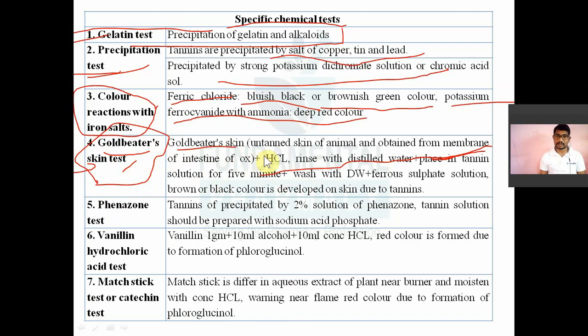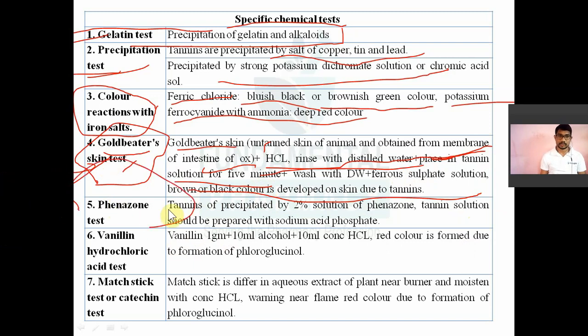So untanned animal skin is different from membrane. The skin obtained from the intestine of ox is called gold beater skin. You have to wash that skin with distilled water and hydrochloric acid, rinse with distilled water, then treat with tannin solution, wash with distilled water, and add ferrous sulfate solution. You will get a brown or black color on the skin. That is nothing but the gold beater skin test.